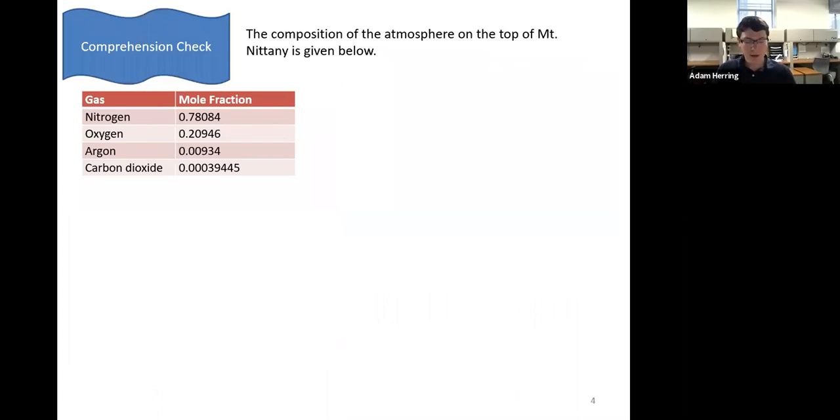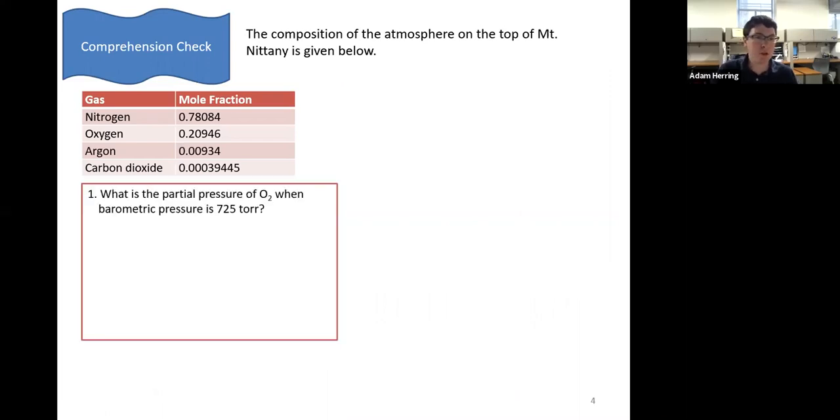So let's do a couple practice problems here. You're given the composition of the atmosphere on top of Mount Nittany, which is in State College. We see that it is about 78% nitrogen, 21% oxygen, and then a very small fraction is argon and carbon dioxide. For this first question, we want to determine the partial pressure of oxygen when the barometric pressure is 725 torr.